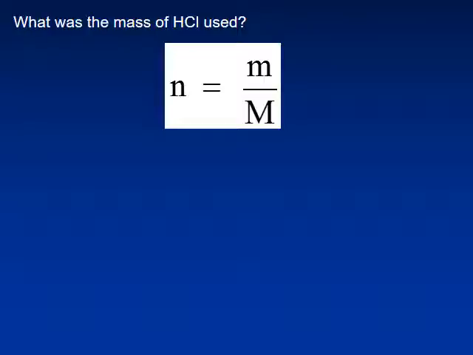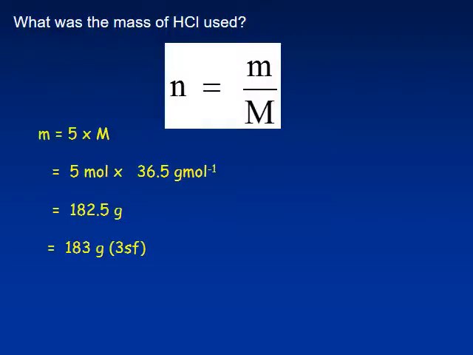Okay, so what's the mass of the hydrochloric acid used? Just focusing on that and how we got that. You've got the equation, number of moles equals mass over molar mass. So rearranging the equation, the mass will be 5 times the molar mass, because we know we have 5 moles. So it's going to be 5 times 36.5, or 182.5 grams, rounded to 183 grams.